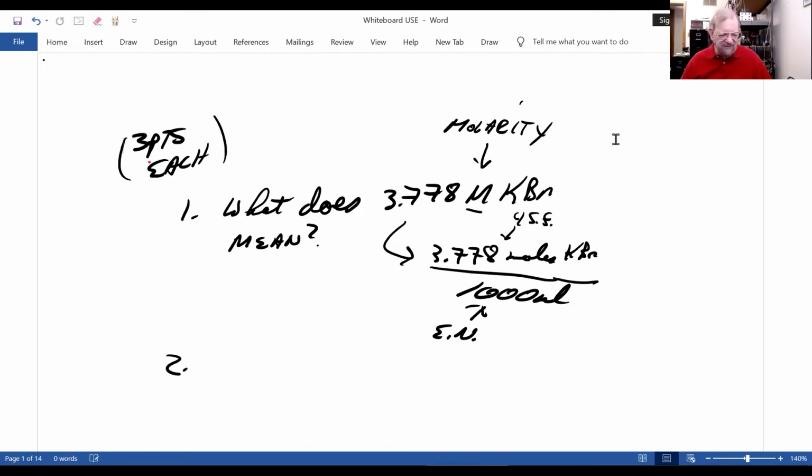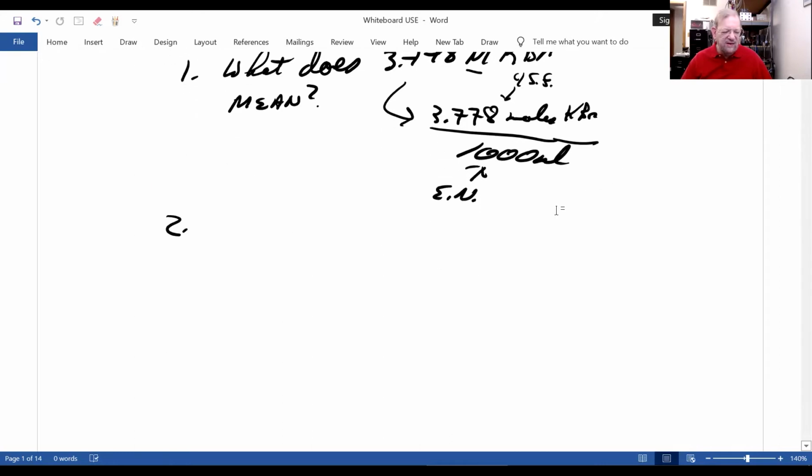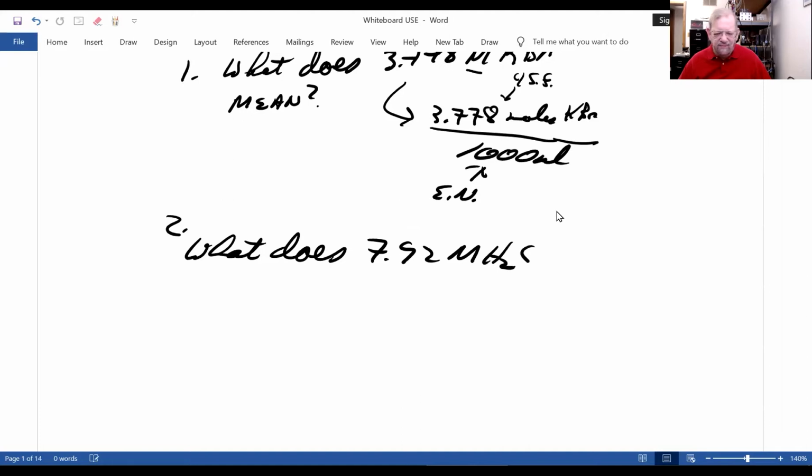Oh, I better share. And for those who haven't figured out my handwriting, let me decode it for you. And number 2, what does 7.92 capital M H2SO4 mean? Your turn.